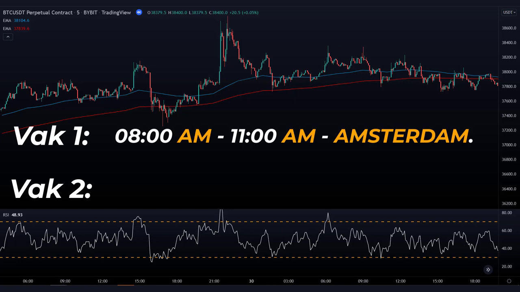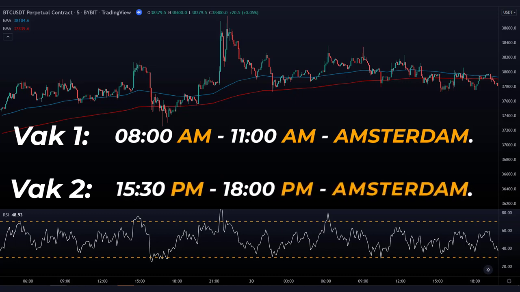The same goes for the second level. The second level is valid from 15:30 until 18:00 Amsterdam time. During these hours the Americans become active with trading and also open large positions. So if you want to execute this strategy, it works best during these two-hour periods. I will show you an example.